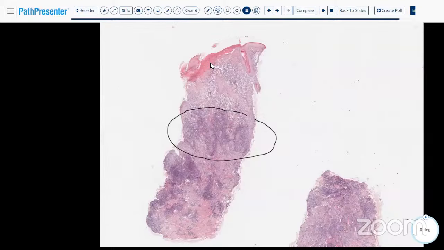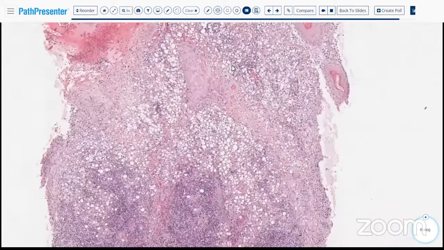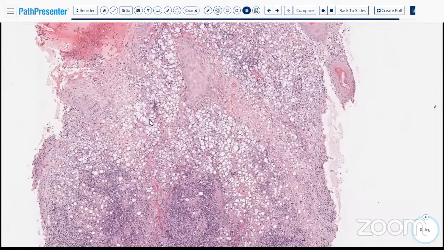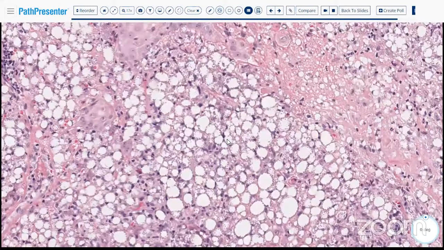Then we see superficial and deep what looks like lymphocytic inflammation. That's a differential we can think about as well. But then we also see these vacuolated spaces. And when I see those little holes, what immediately comes to my head is adipocytes, things like paraffin, silicone that's embedded, or potentially vacuolated histiocytes. And vacuolated histiocytes make me think of infection.